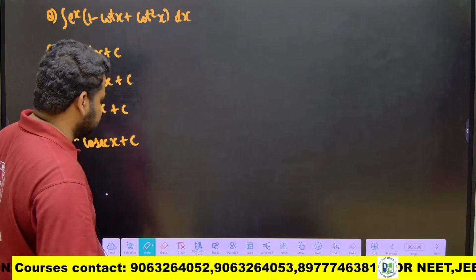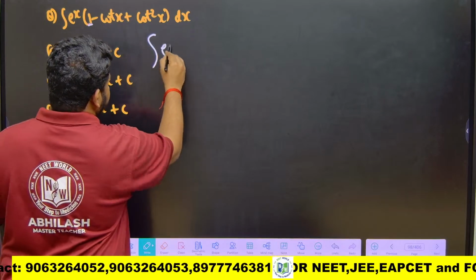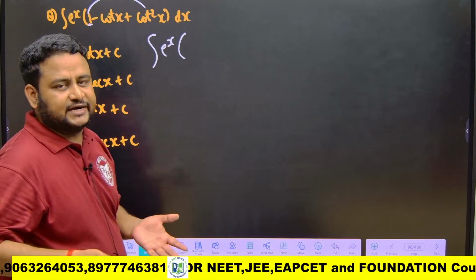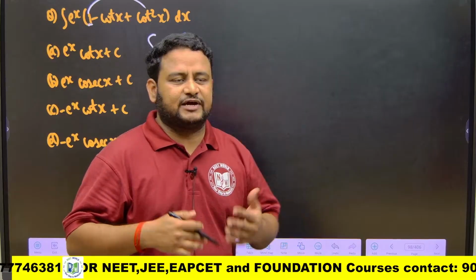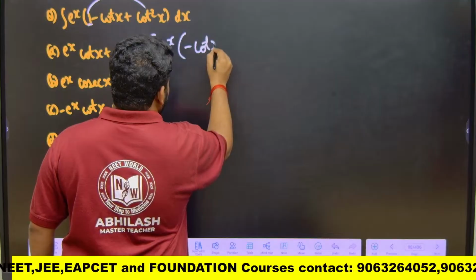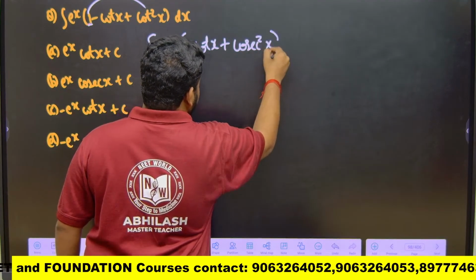So how to solve this question? First of all, we have a standard identity: 1 plus tan square x is secant square x, and 1 plus cot square x is cosecant square x. So I can write this as e power x into minus cot x plus 1 plus cot square x, which is cosecant square x, dx.